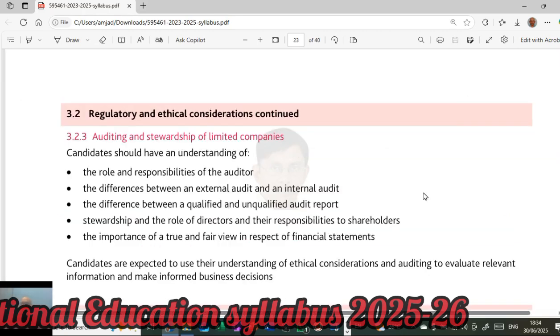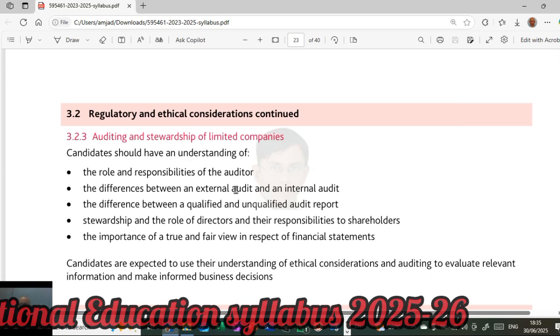So regulatory and ethical considerations continue. Topic 3.2.3, auditing and stewardship of limited companies. Why is auditing necessary? What is an auditor? Role and responsibilities of the auditor. The differences between external audit and internal audit. The difference between a qualified and unqualified audit report. Particularly, these are the things related to CPA, the professional qualification. The professionally qualified person is known as an auditor.